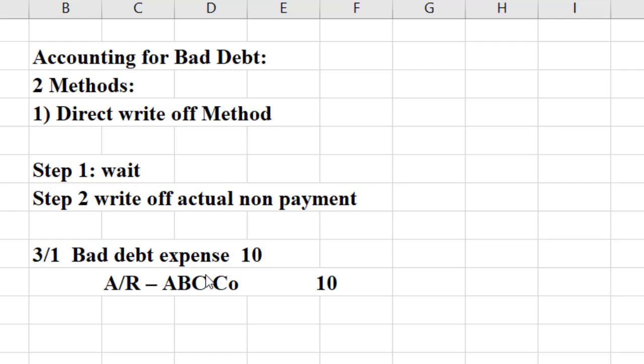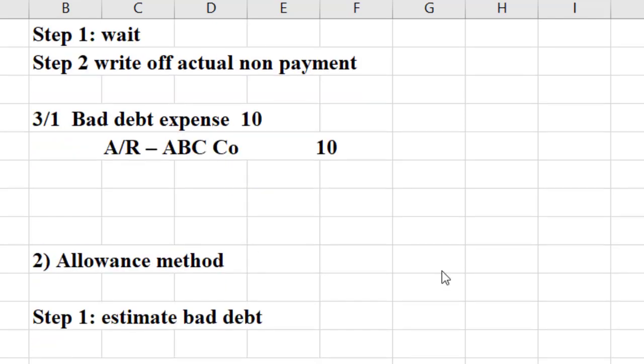Instead, what we have to use is a different method. Now the direct write-off method will be fine if you have a small company that doesn't have a lot of receivables, it's not a big part of their business. So if the receivables are just an immaterial amount, just a few things from time to time, then we don't have to worry about it, and it's fine for us to use the direct write-off method.